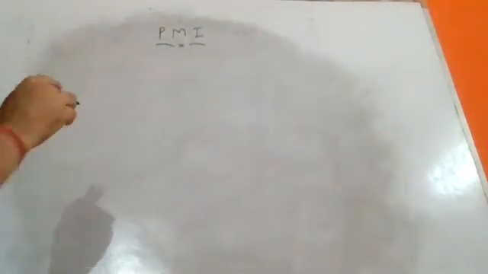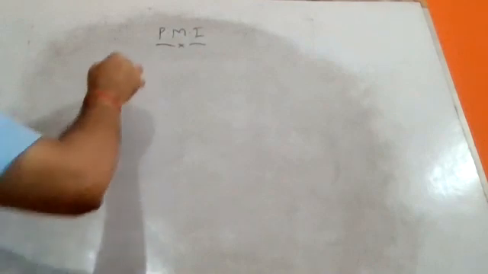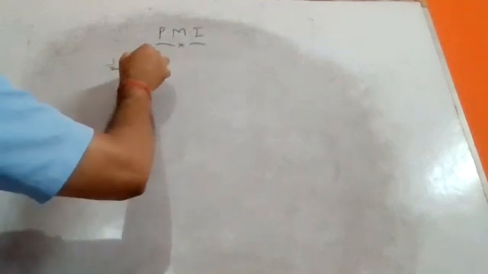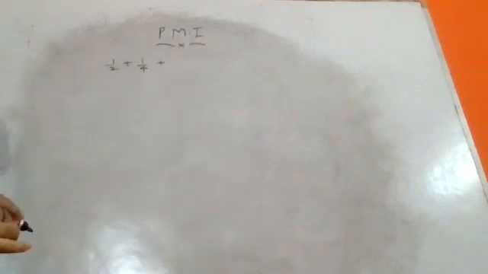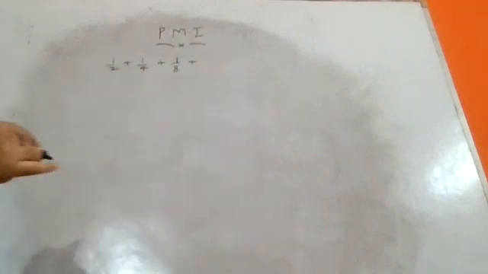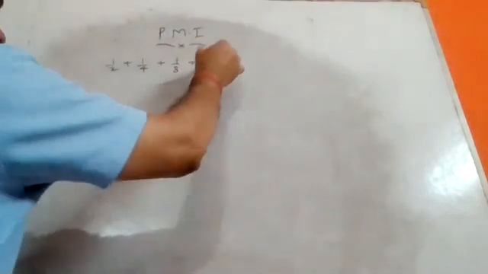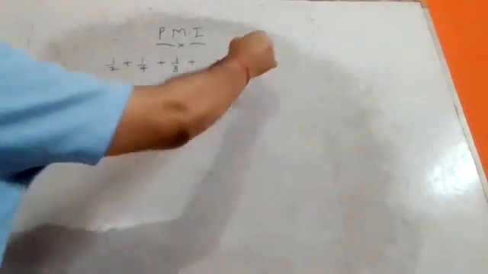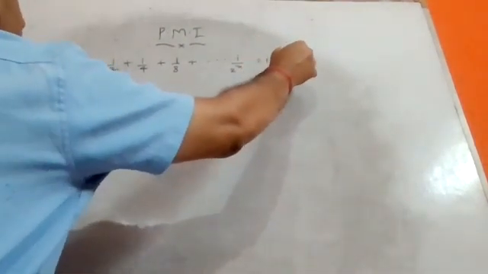Now some expression questions, meaning questions in P upon Q format. I'm going to solve some fractional problems. For example, 1 by 2 plus 1 by 4, 1 by 2 plus 1 by 4 plus 1 by 8, up to 1 upon 2 raised to power n, is equal to 1 minus 1 upon 2 to power n.